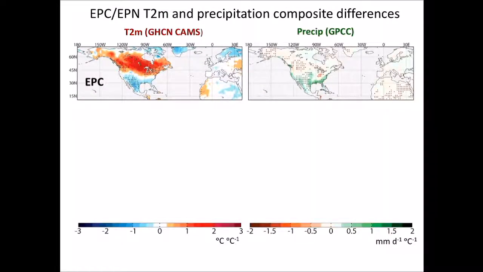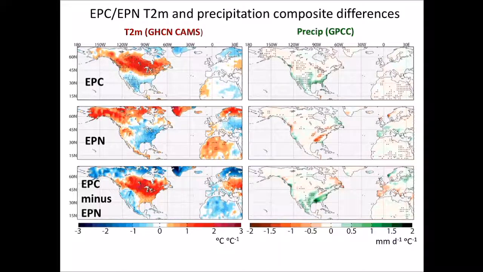Looking at some other composites, so this is 2-meter temperature and precipitation for the convective Eastern Pacific events. And then here's the non-convective Eastern Pacific events and the difference on the bottom. So you can see for temperature, the non-convective Eastern Pacific events tend to be colder over eastern North America. Although a lot of these composite anomalies are not statistically significant, I'll come back to that when I talk about subseasonal variability as well. And then here are the differences. Precipitation-wise, the convective Eastern Pacific events are much wetter over southern North America, non-convective drier, and then you see the differences over here. Okay.